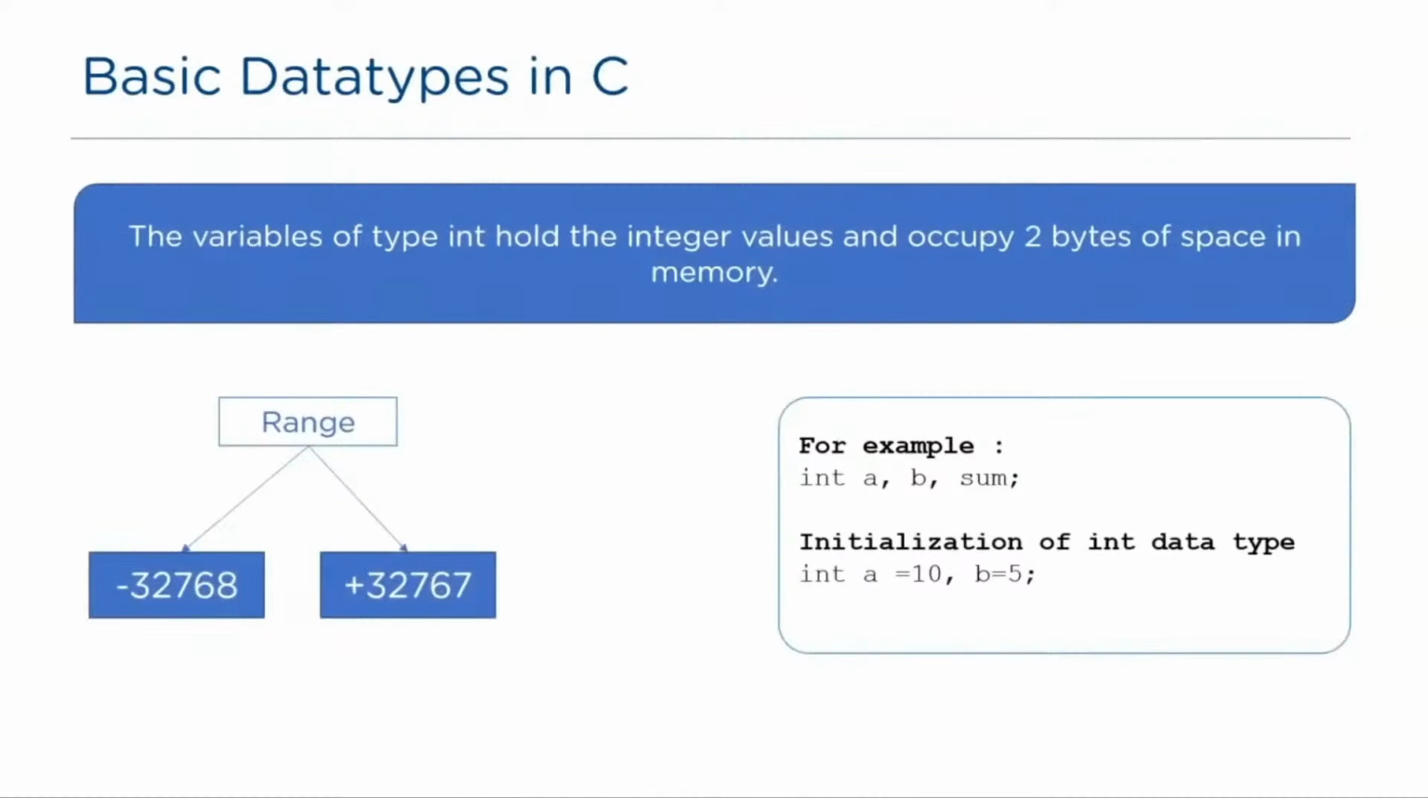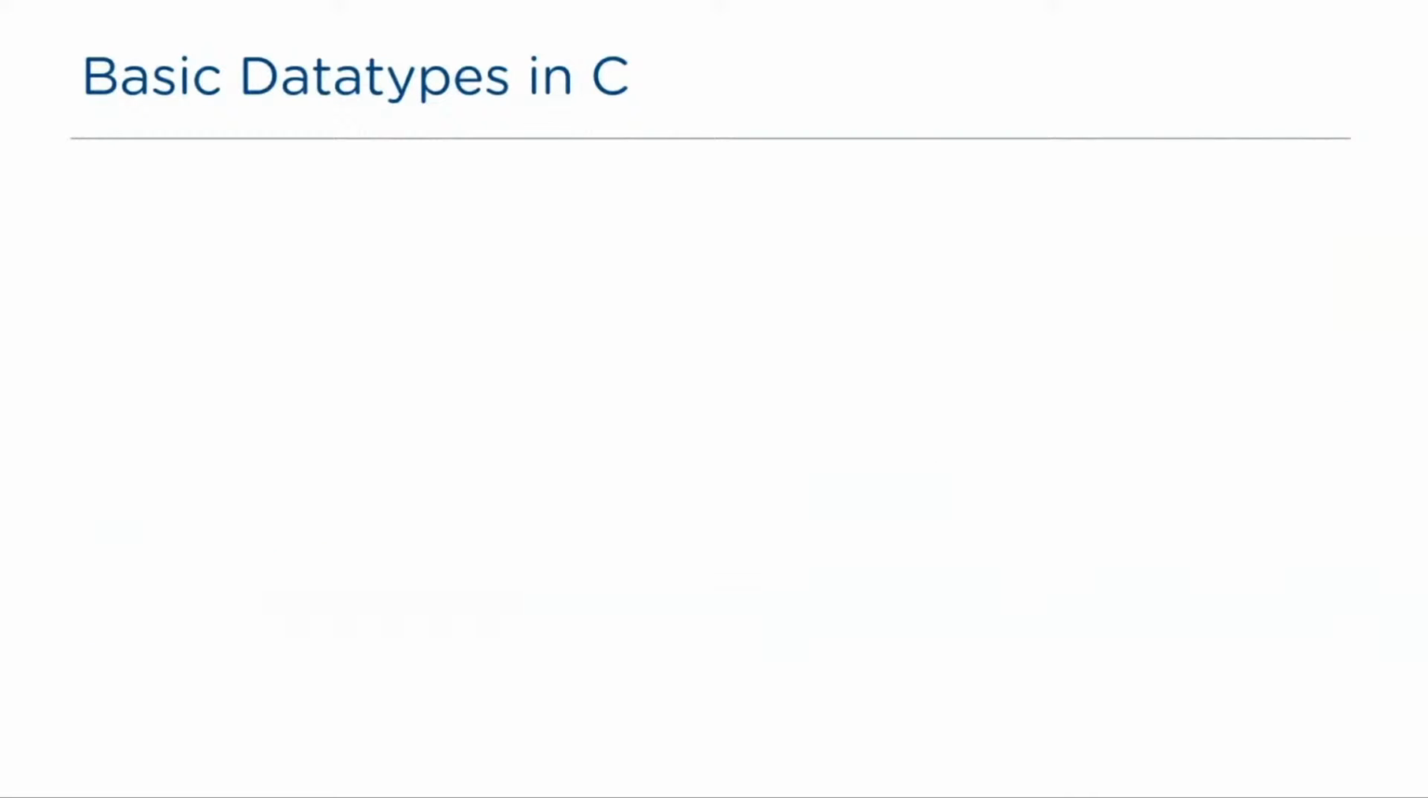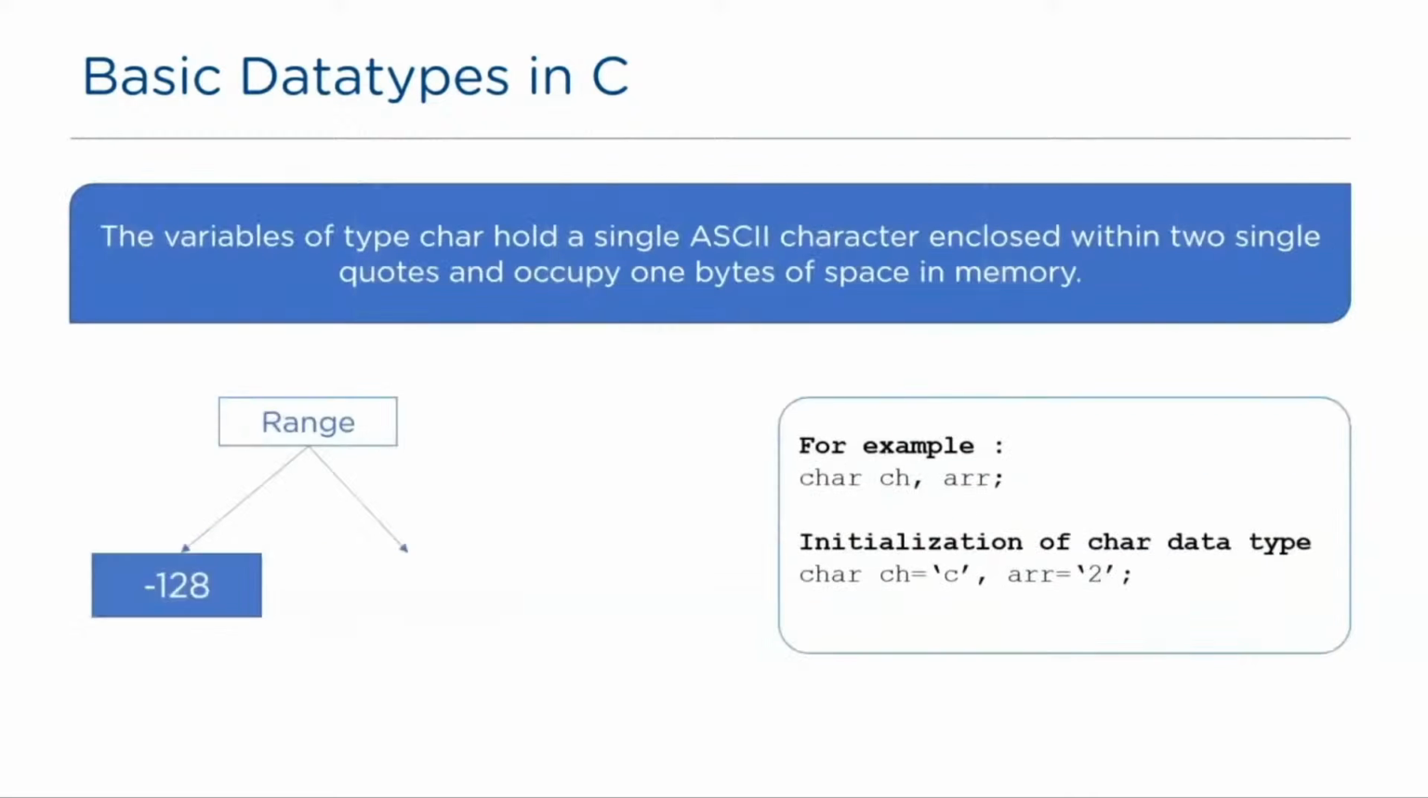Variables of type int hold integer values ranging from -32768 to +32767, and it occupies 2 bytes of memory size. In this example, a, b, and sum are the variables of type int that hold integer values. Next, the variables of type char hold a single ASCII character that contains numbers from 1 to 9, small and capital letters A to Z, and some special characters enclosed within 2 single quotes, and occupies 1 byte of memory space. It ranges from -128 to +127.